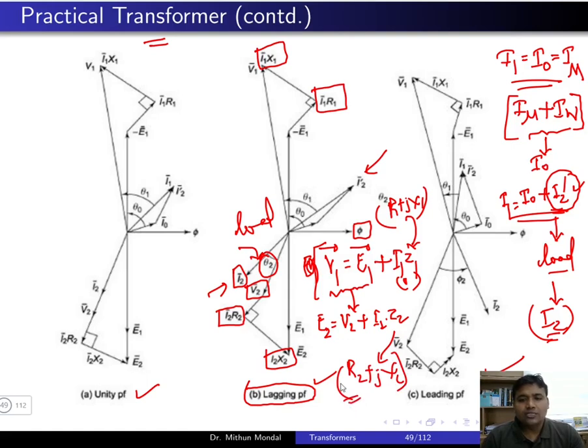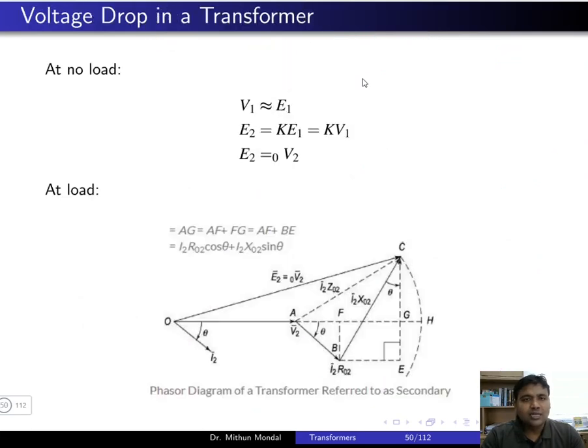Now, in order to solve this problem, it will be better if you transfer to one side. So Z equivalent, if you try to find out on the primary side of the transformer, you keep the primary constant and take the secondary on the primary side. So Z1 plus Z2 dash, and then you can solve all the numericals easily. This we are going to see in more detail after a few slides. So today, let us first discuss the voltage drop in a transformer. So what is the voltage drop?